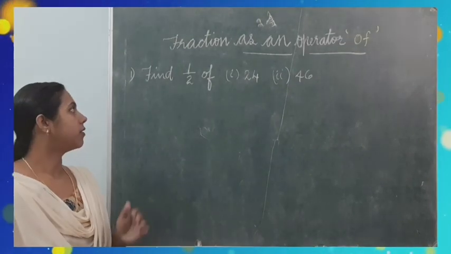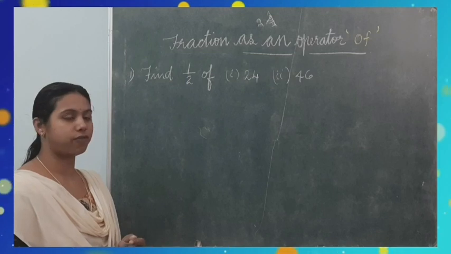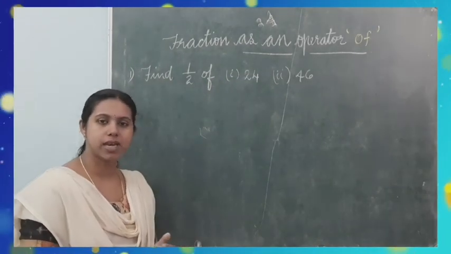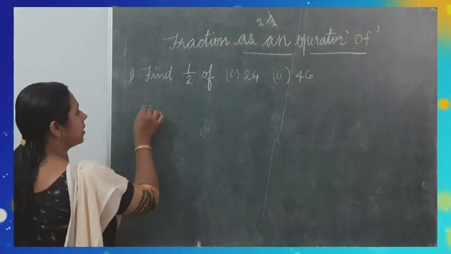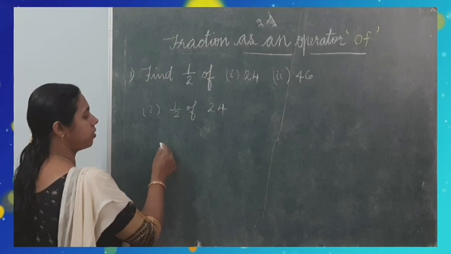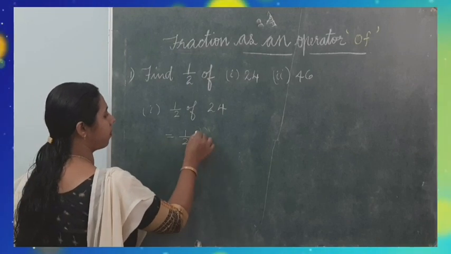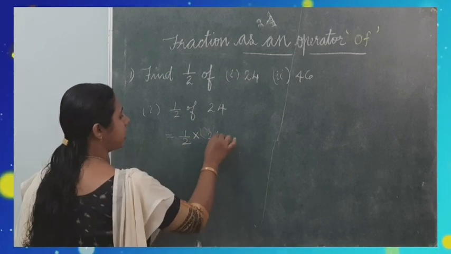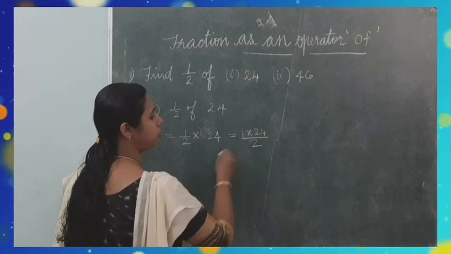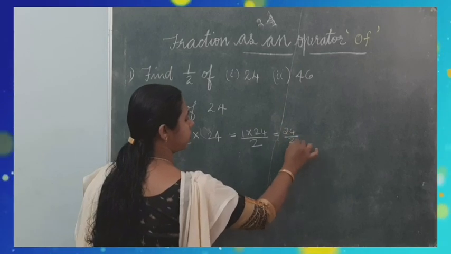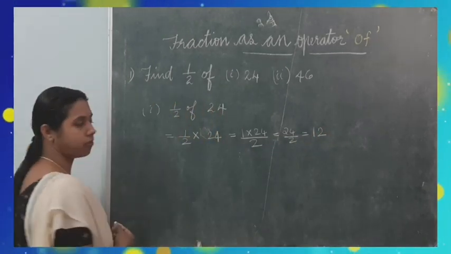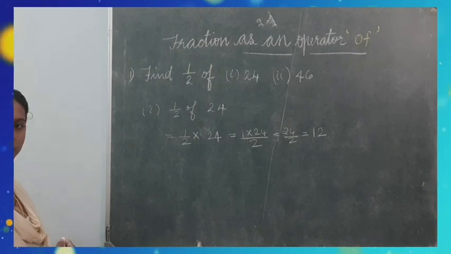Let us do some questions. First one, find half of 24 and 46. First we find half of 24, and the second question is half of 46. Half of 24 is equal to half into 24, which is equal to 1 into 24 divided by 2. That is equal to 24 by 2, which is how many 2's in 24? 12 2's are 24. So half of 24 is 12.